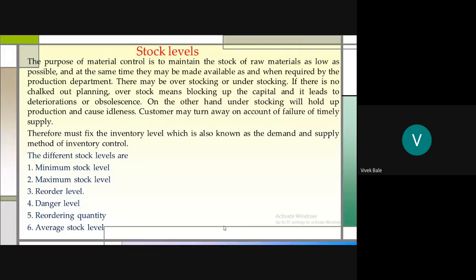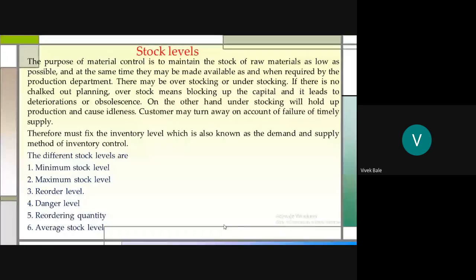And average stock level is the average of the minimum and maximum stock levels. So the average of these two levels is considered the average stock level. I will explain all these points with the help of formulas also, and at the last we will see the presentation on the graph paper also.